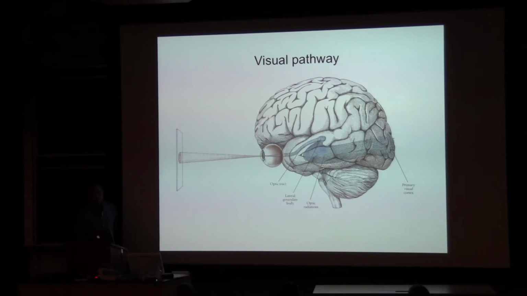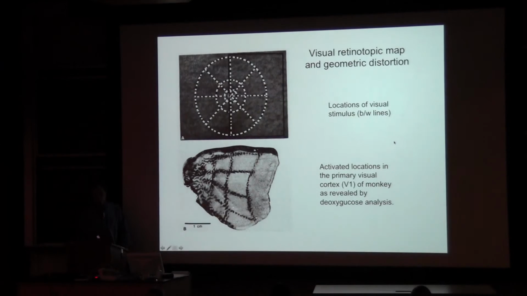The visual system, of course, we all know, so let's talk about this map. An image in space is projected on the back of your eye, we all know that, and it goes to the thalamus, right? Because all information to the cortex has to pass through the thalamus, except for olfaction. And then it projects to the back visual cortex. But this map preserves topographic information.